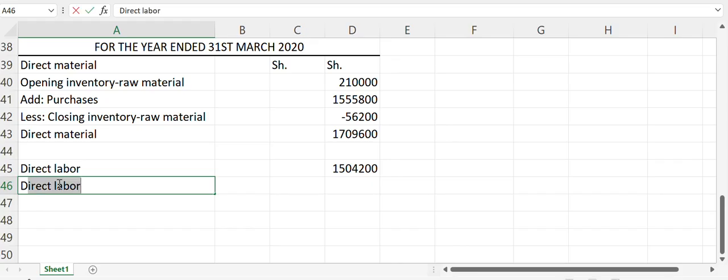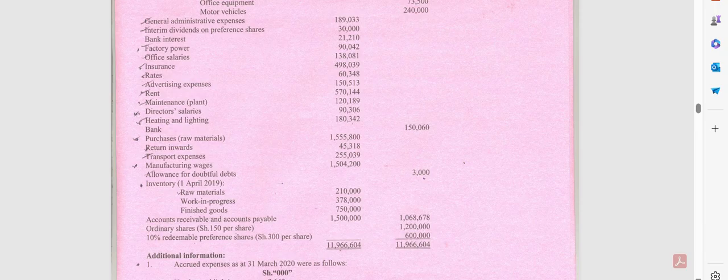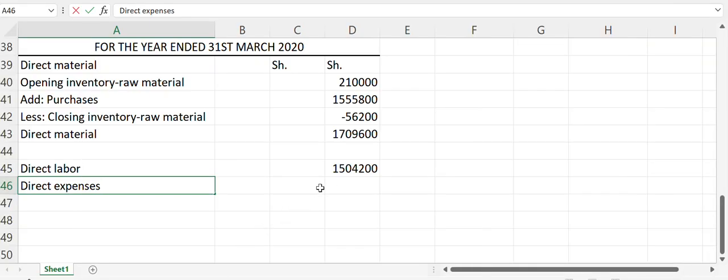Then the next one, if it is there, is direct expenses. This one in most cases is not usually there. It's rare to find direct expenses. A good example is wages for hiring a crane driver. Okay, that is direct expenses, hiring a crane driver. So we don't have that one here.